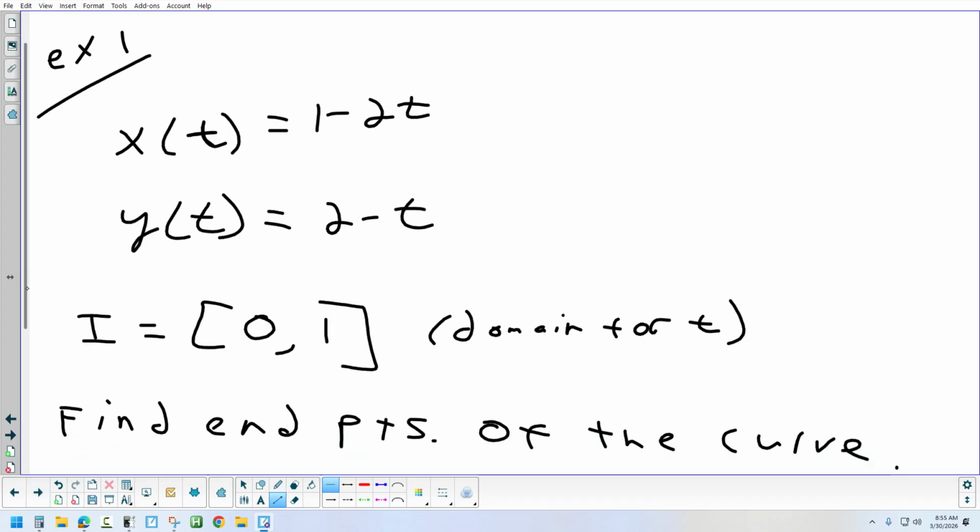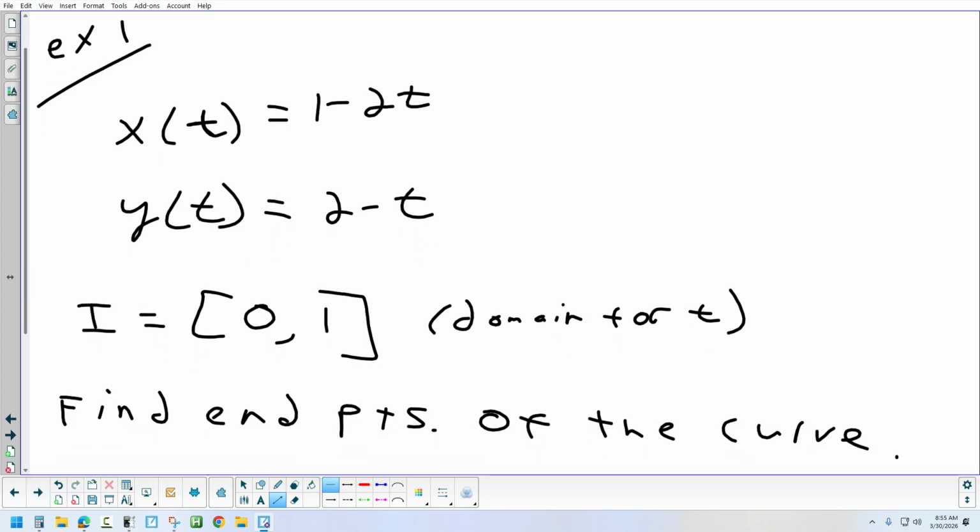So let's try to see if we can figure out the start point and the stop point for this particular graph. Okay, so I've given you a pair of parametric equations. The formula for x is 1 minus 2t, and the formula for y is 2 minus t. The values that you are allowed to fill in for t are any values between 0 and 1, all real numbers, fractions, decimals, everything between 0 and 1.